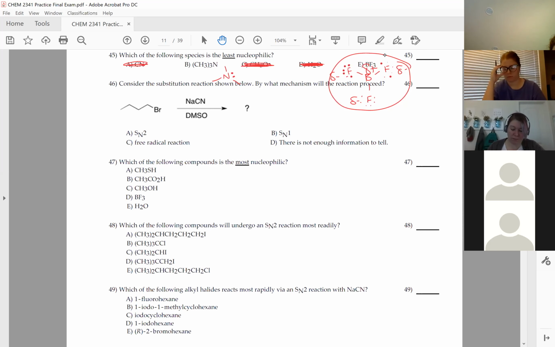Okay, the next one, consider the substitution reaction shown below. By what mechanism will the reaction proceed? So what's the first thing we notice about this? The primary leaving group. Right, so we have a primary alkyl halide. Is there anything that gets rid of for us?